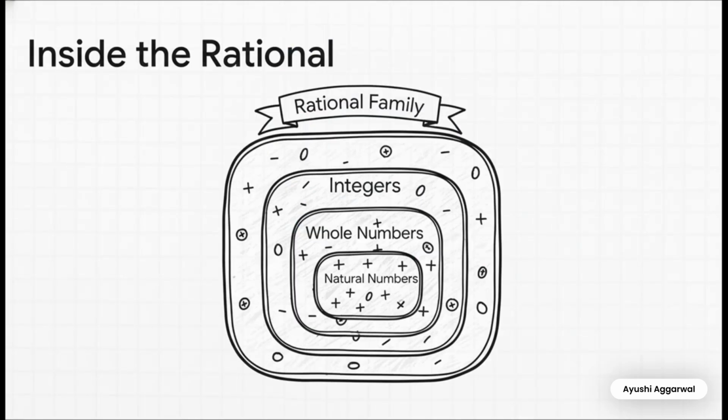So if we look inside the rational branch, it has its own little family too. First, you have the integers. That includes all the positive numbers, all the negative ones, and 0. Then, a bit smaller, you have whole numbers, which start from 0. And finally, the most basic ones, the natural numbers. That's just our simple counting, 1, 2, 3, and so on. So you see, all of these are just a part of that bigger rational family.